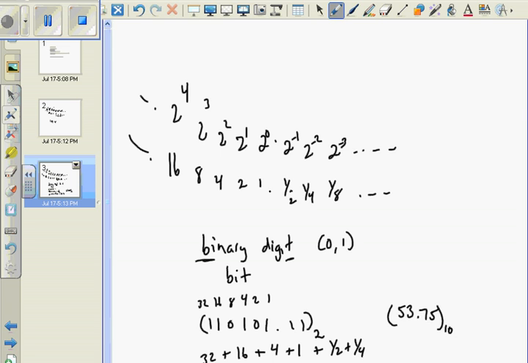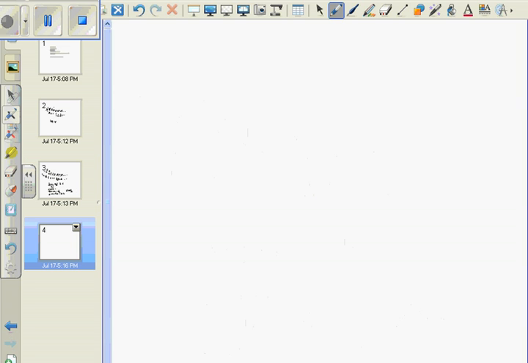So did everybody see how we got that number? Okay, so let's try going the other way around. I'm going to create a new page. Let's go from 87, I think it's better to write down here, 87 base 10 into binary. So how do we figure that out?